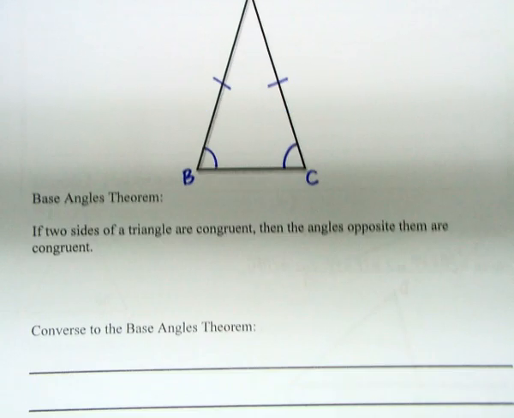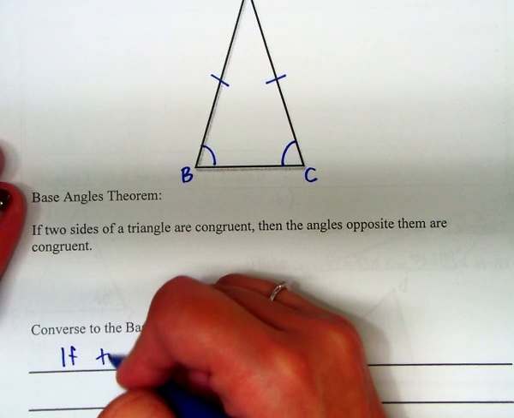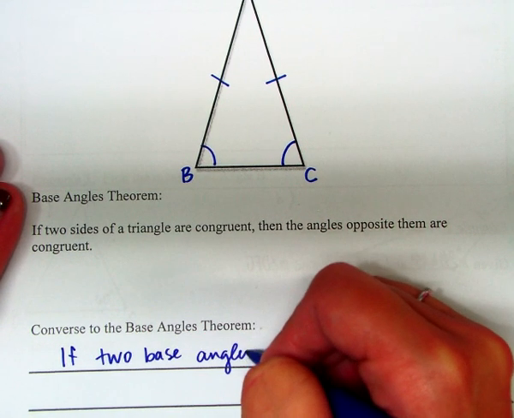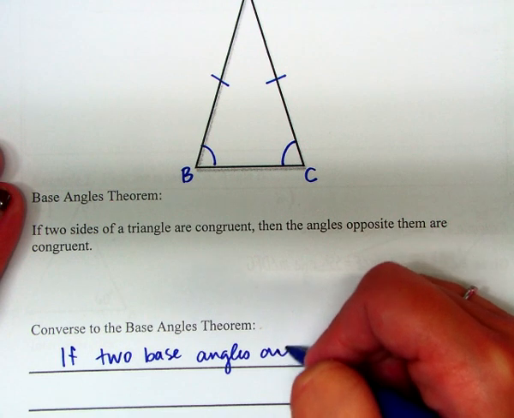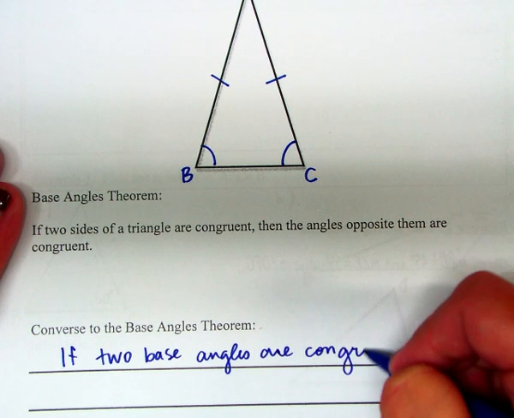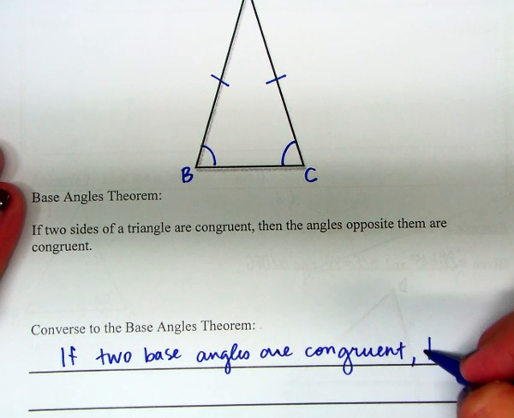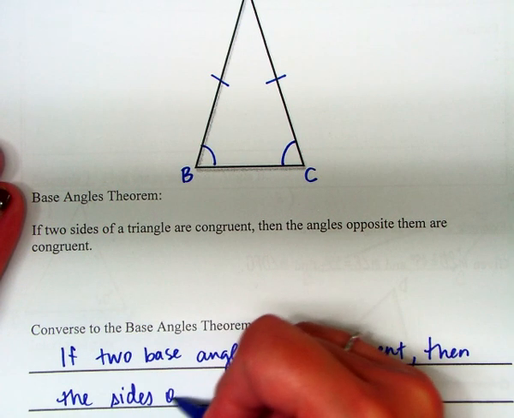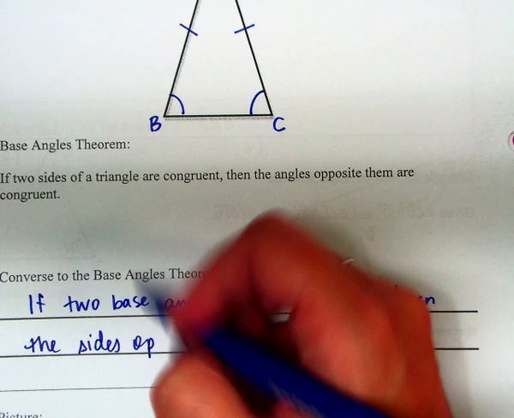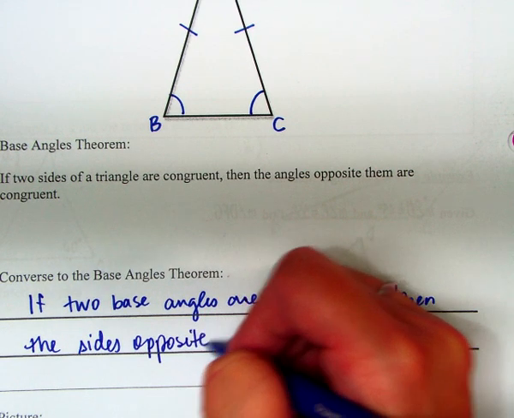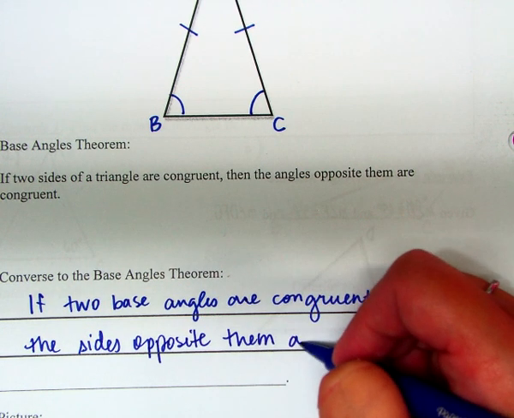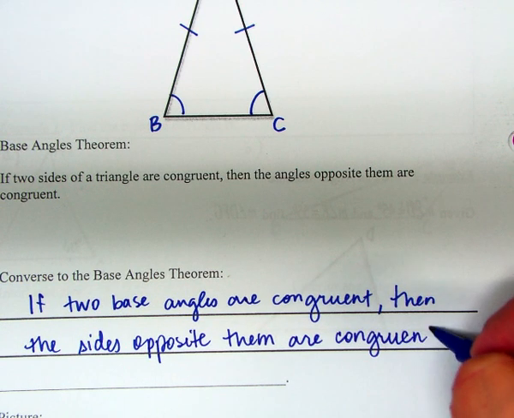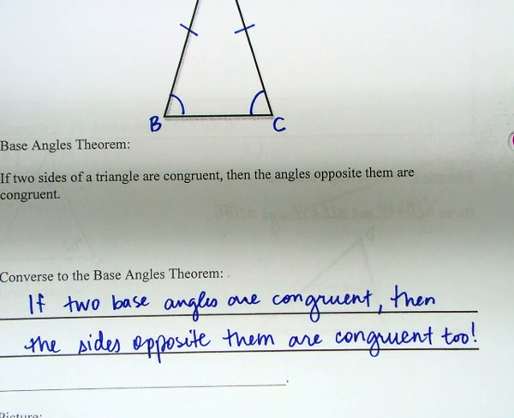This says if two base angles are congruent, then the sides opposite them are congruent too. Okay, so it's just kind of saying the reverse. Okay, I'll give you a second to write that down.